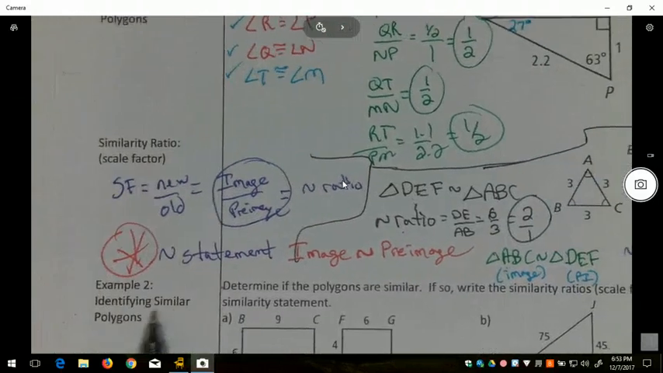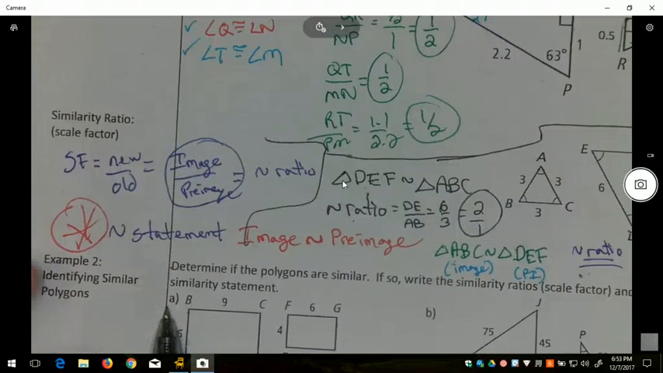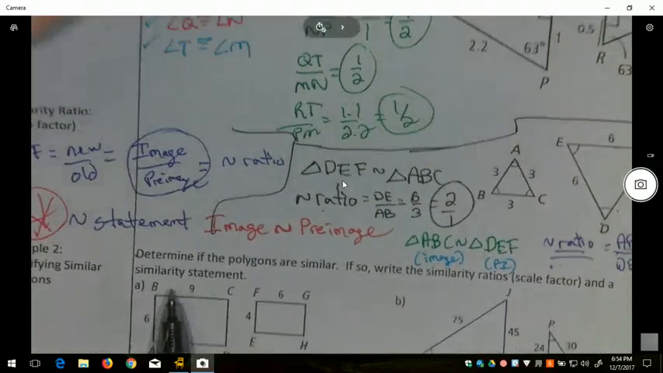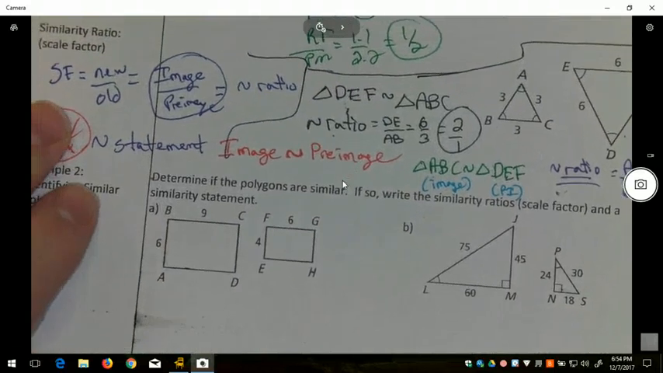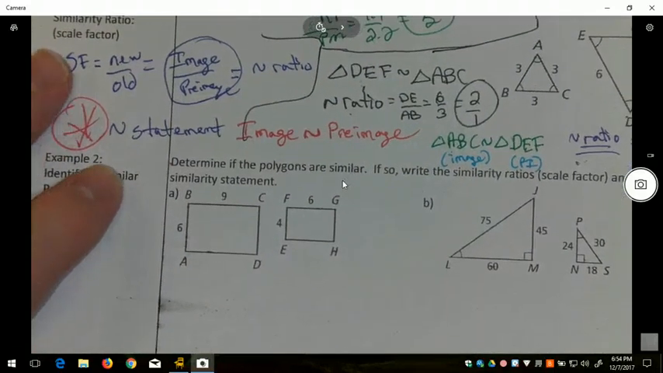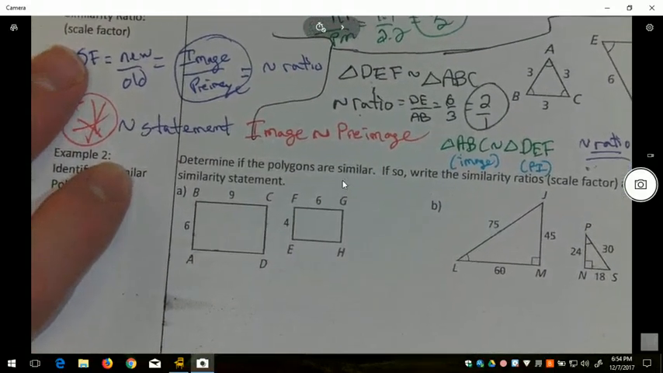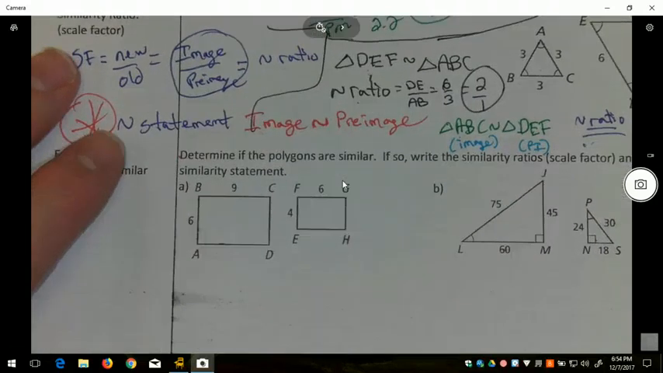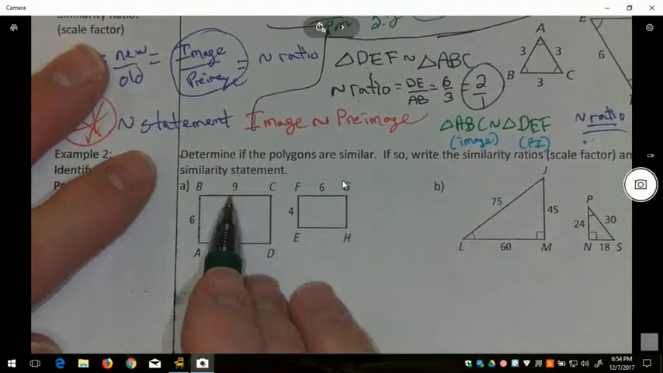Determine if the polygons, identifying similar polygons, determine if the polygons are similar. If so, write similarity ratios, or scale factor, and a similarity statement. So there's actually more than one similarity statement we could write. So I'm going to look at this.